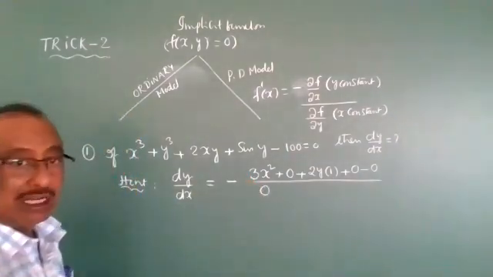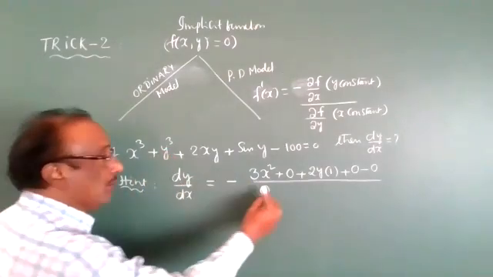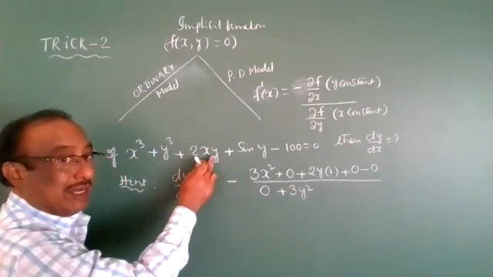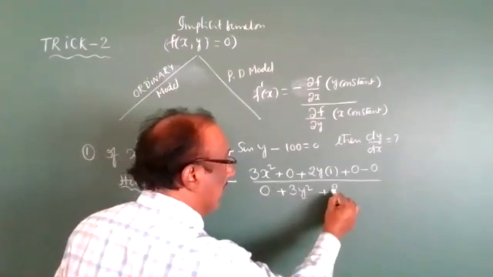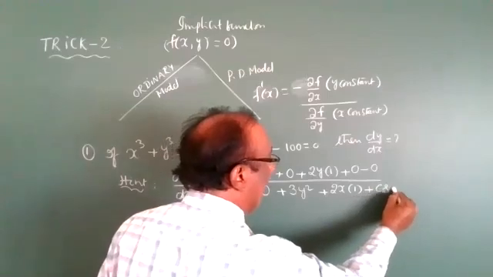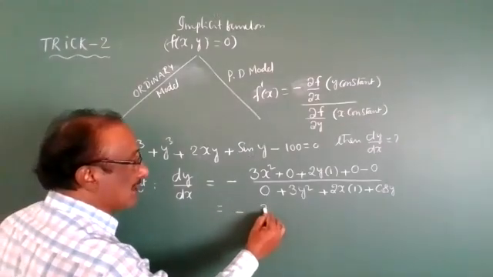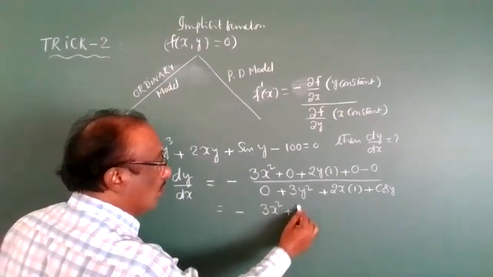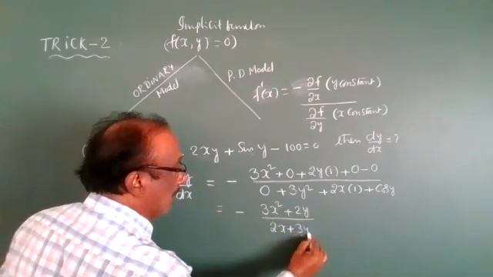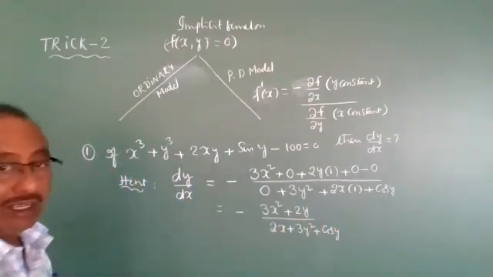is 0. Partial derivative with respect to y means x is constant, so a single x term is constant. y cube derivative is 3y square. So x with y term, coefficient 2x, y derivative with respect to y is 1. Sin y derivative is cos y and 100 derivative is 0. Therefore simply we can write the answer: minus of 3x square plus 2y, by the denominator 2x plus 3y square plus cos y.